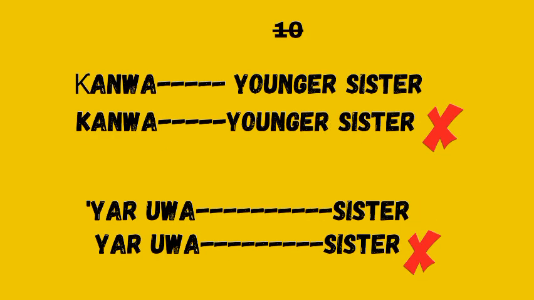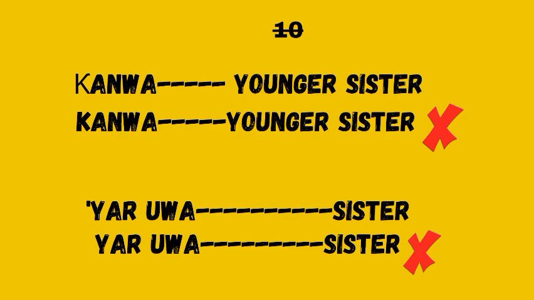Younger sister in Hausa is kanwa. If you want to pronounce it like a native speaker, you have to say kanwa. You have to use the K that has curve. Kanwa. But a non-native speaker will say kanwa, which is the wrong pronunciation.